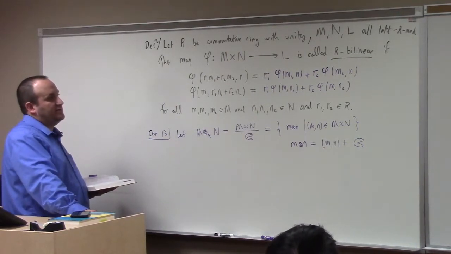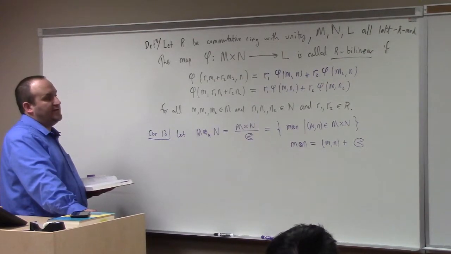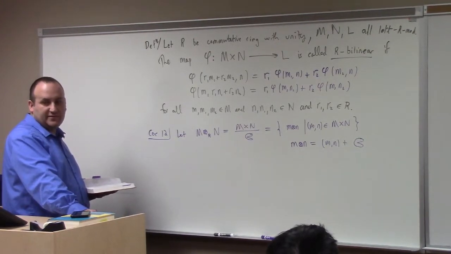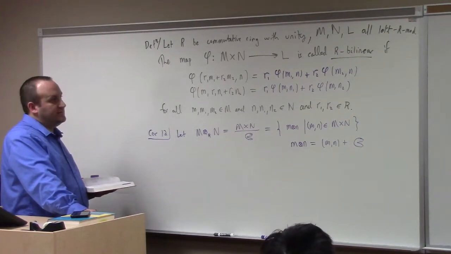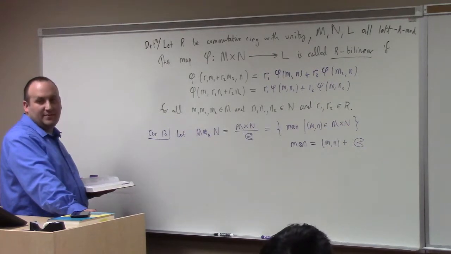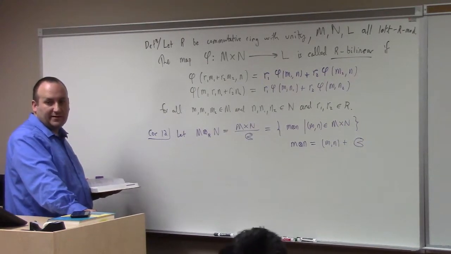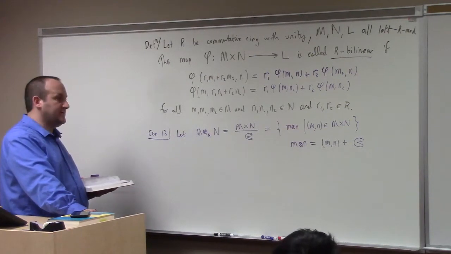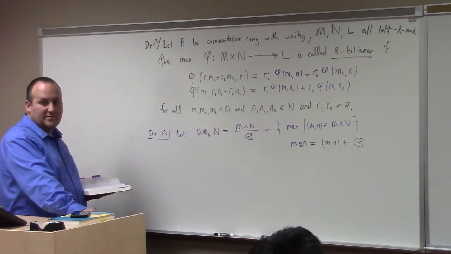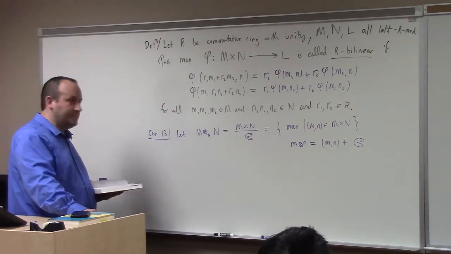Let's see, what else could you do? I think you could do M and N are sets of matrices of multipliable size. Then you could let phi of A comma B be AB. That would be bilinear. I mean, there's tons. So many things, possibly.